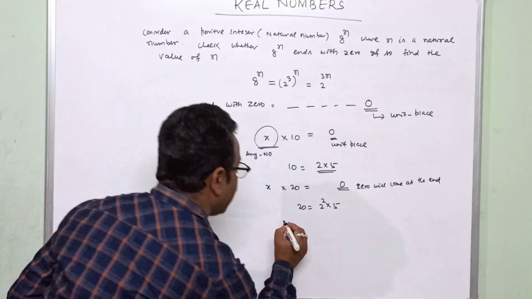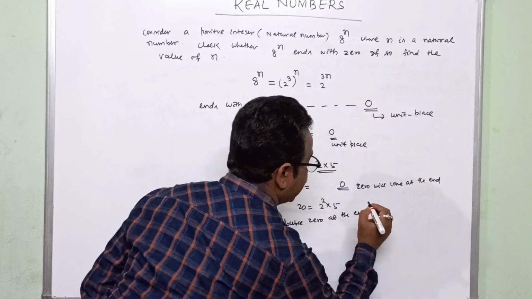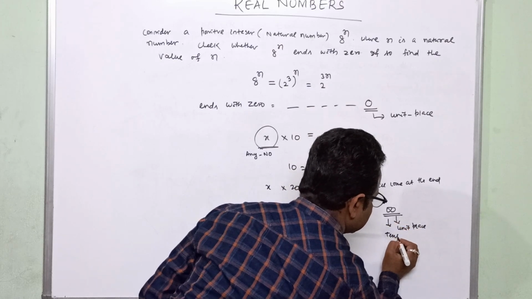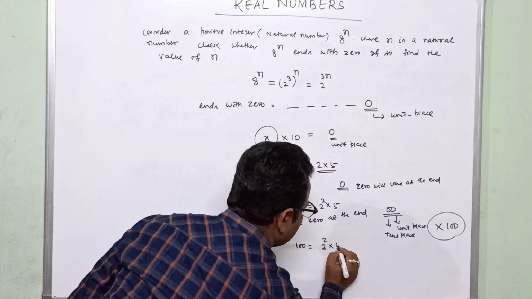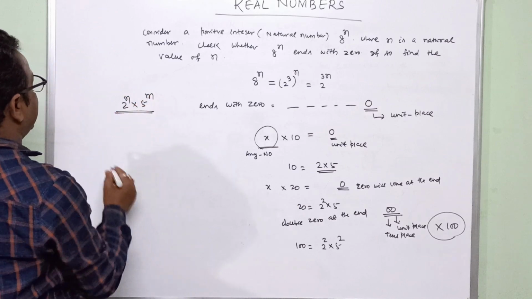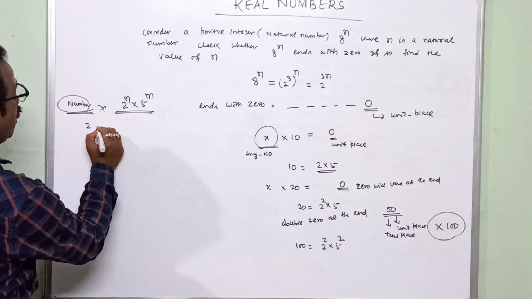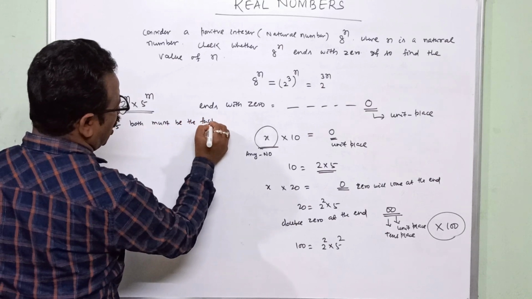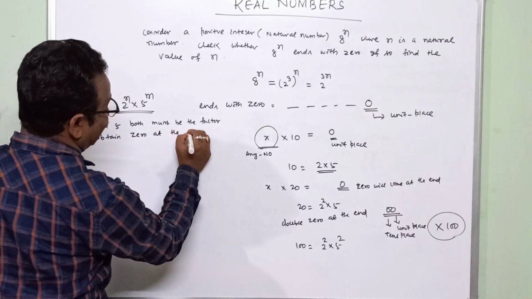If we require double zero at the end, in the unit place and tens place, multiply by 100, which is equal to 2 square into 5 square. So you can write the formula: 2 to the power n into 5 to the power m should be multiplied with any factors. So 2 and 5 both must be factors to obtain 0 at the end.